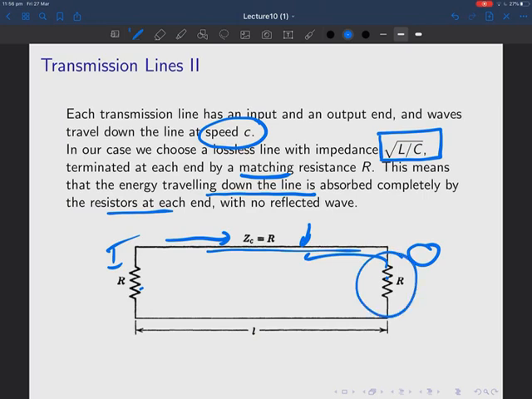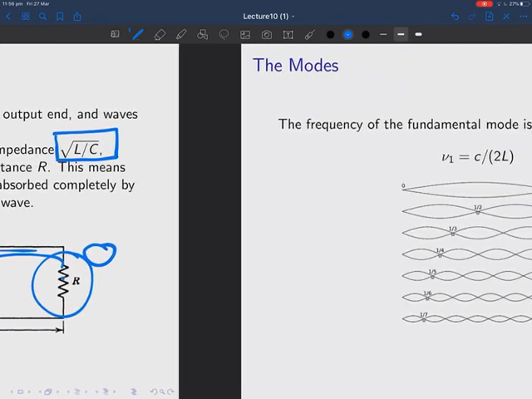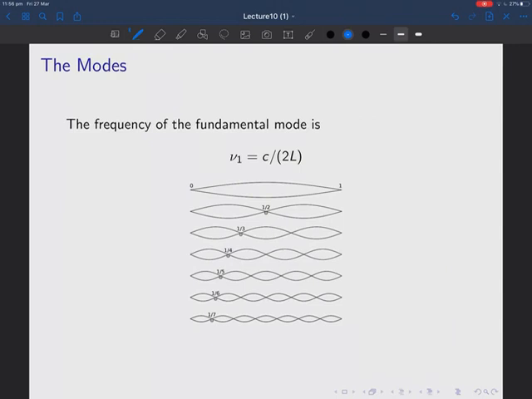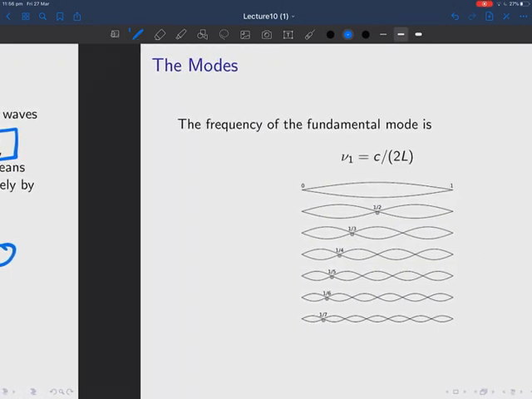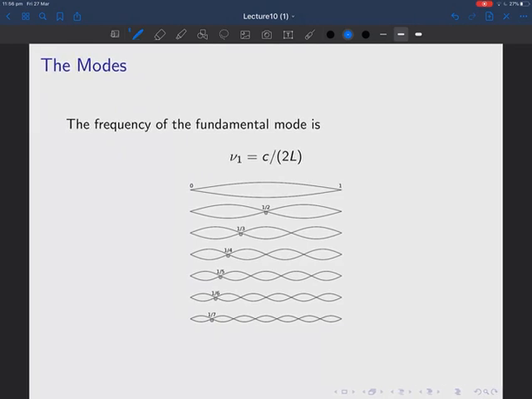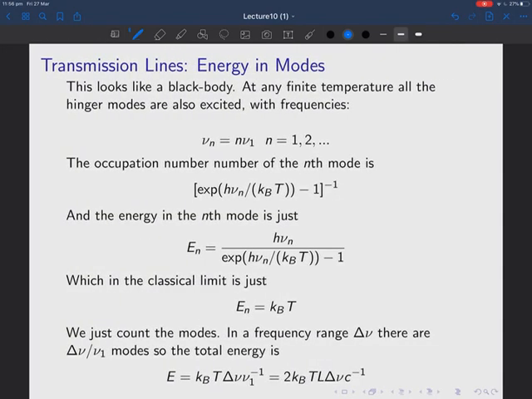It gets absorbed by this guy because it's a matched resistance there. So what happens here? Well, you get standing waves set up in our line. And the fundamental mode has that frequency, because you probably remember from your organ pipe analysis that that's the fundamental frequency for standing waves. That's that one there. And then you have other excited frequencies. C is the speed of the wave, L is the length of our line.